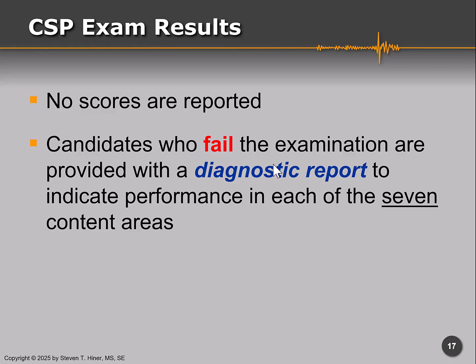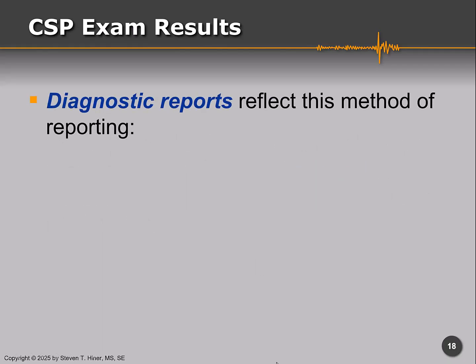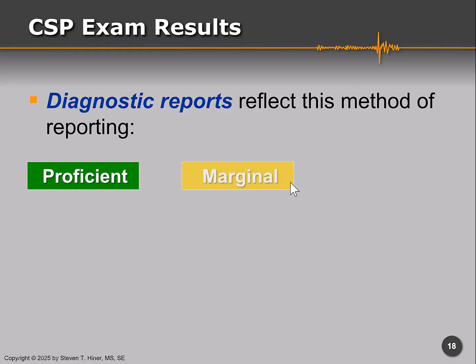To get to the diagnostic report, you'll see the date for the exam, the name of the exam, and then where it says fail, there's actually a hyperlink there. If you click on it, then it should drop down and show the diagnostic report. The diagnostic report reflects this method of reporting: proficient, marginal, or deficient, and those will be assigned to each of the 7 content areas.